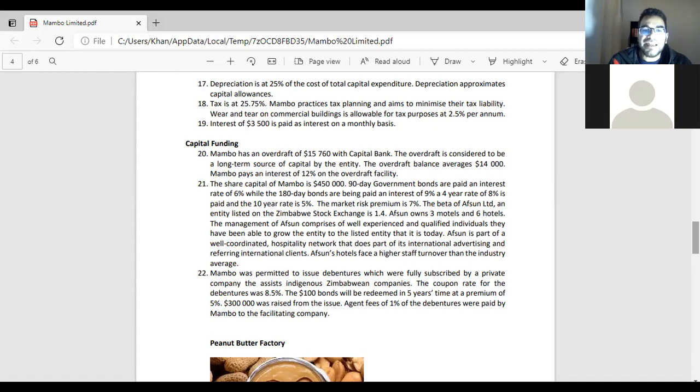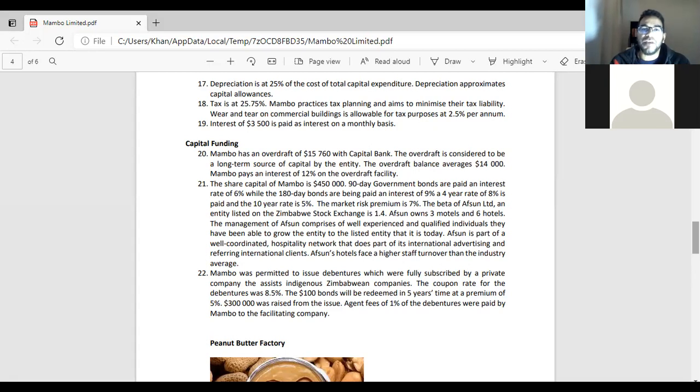90-day government bonds are paid an interest rate of 6%, while the 180-day bonds are being paid an interest rate of 9%. A 4-year rate of 8% is paid, and the 10-year rate is 5%. What they're giving you over here, I'll show you now that the formula for CAPM is as follows.